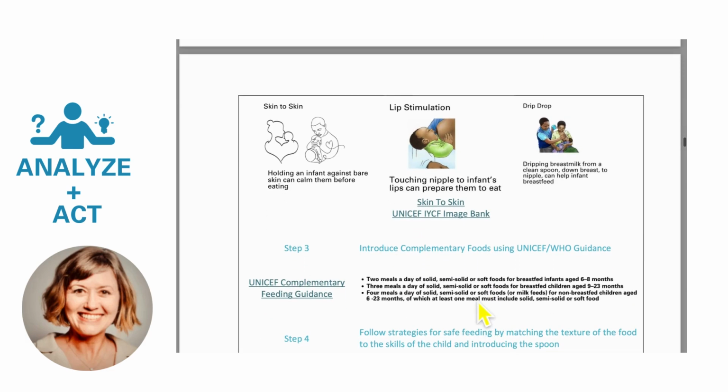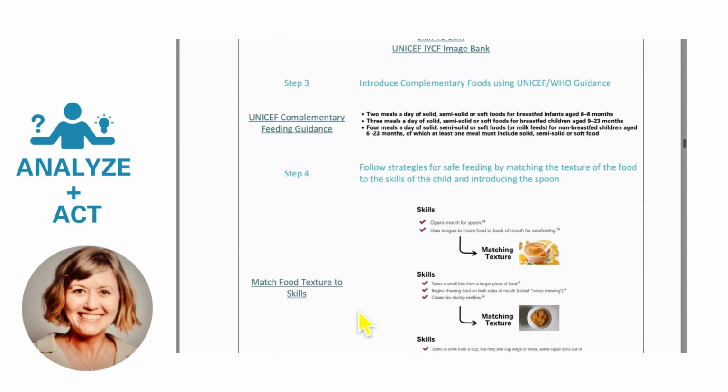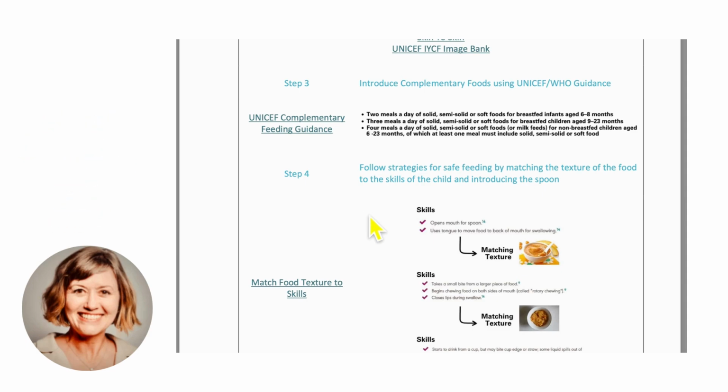Then step 3, for this age range, we want to make sure we've introduced complementary foods, and we're going to follow the UNICEF and WHO guidance, and that's provided right here for this age group. And then step 4, we're going to follow the strategies for safe feeding by matching the texture of the food to the skills of the child. And we're going to introduce the spoon.